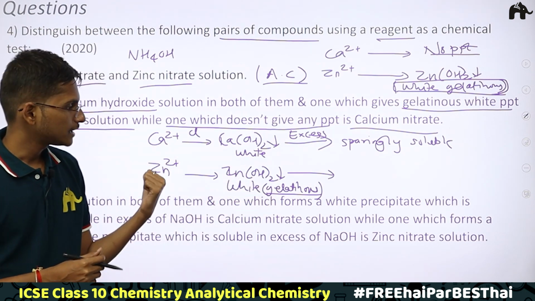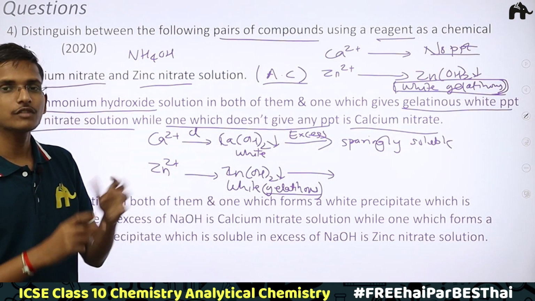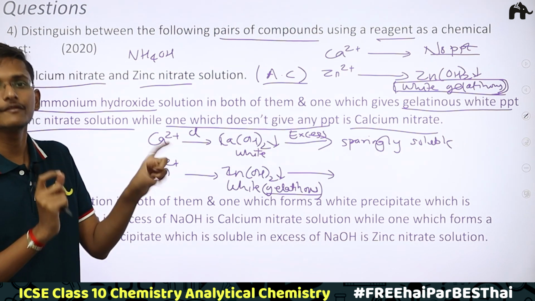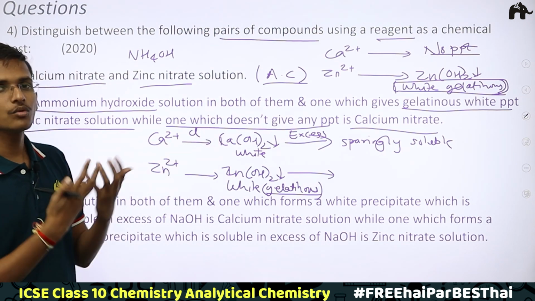is gelatinous, and the white PPT which is formed in the case of lead salt is chalky in nature. So that would be the only point of distinguishing. That would be the only point of difference, right? But here we are having some more points, na?